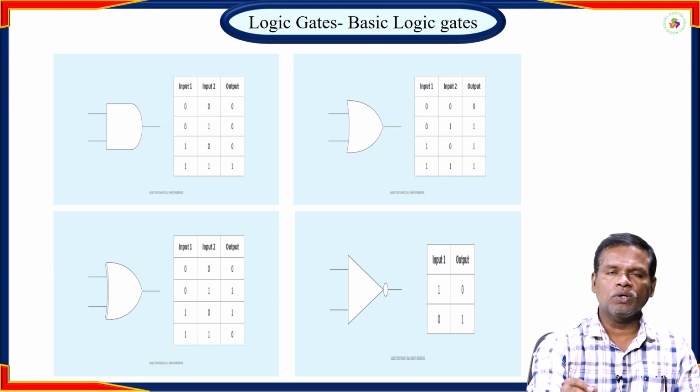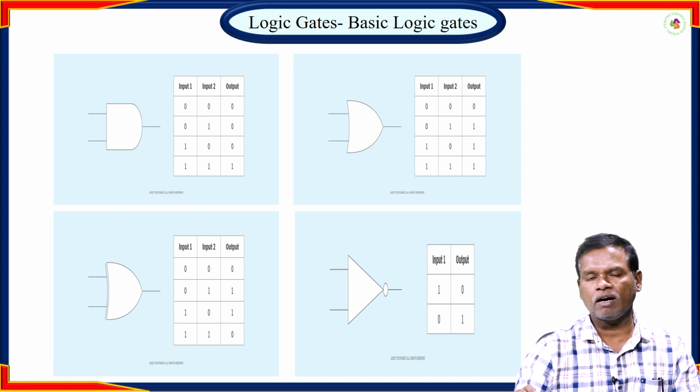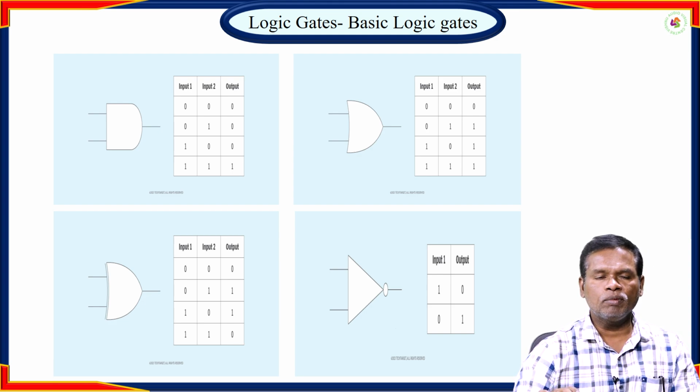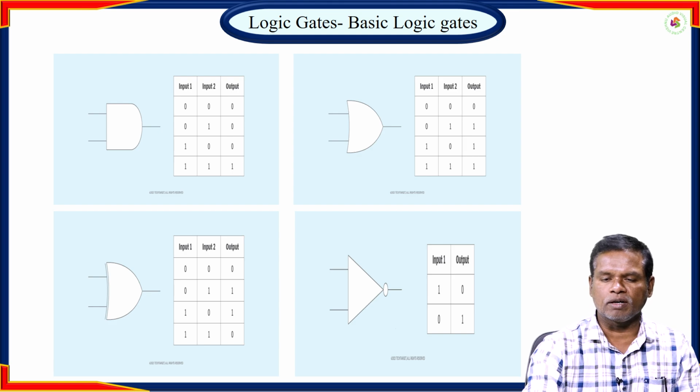Any gate has 2 inputs, of course the NOT gate is an exception, where it will have only a single input and single output, whereas other gates are said to have a minimum of 2 inputs and 1 output. So this is the AND gate symbol, and when we give 2 inputs, input 1 and input 2, what is the output? This information is available in the form of a table called the truth table.